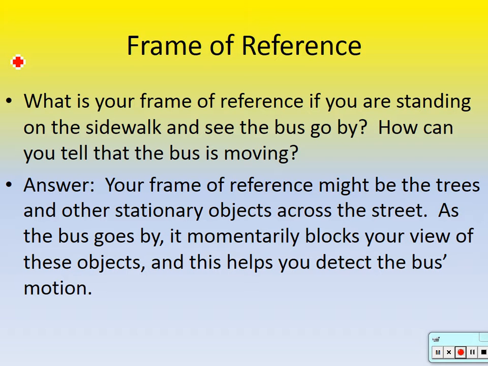So what is your frame of reference if you're standing on the sidewalk and you see a bus go by? How can you tell that the bus is moving? You might look at the ground or something. Well, yeah, the answer says your frame of reference might be the trees or other stationary objects across the street. That's how you could tell that the bus was in motion as it went by. So, a frame of reference. If you were in the bus looking at somebody else in the bus, could you tell you're moving? No. So it really does depend on which frame of reference you choose to view.